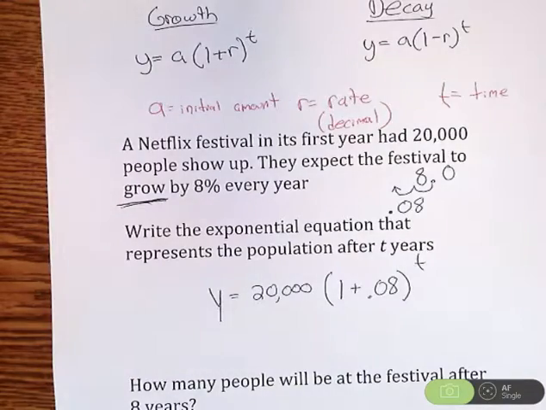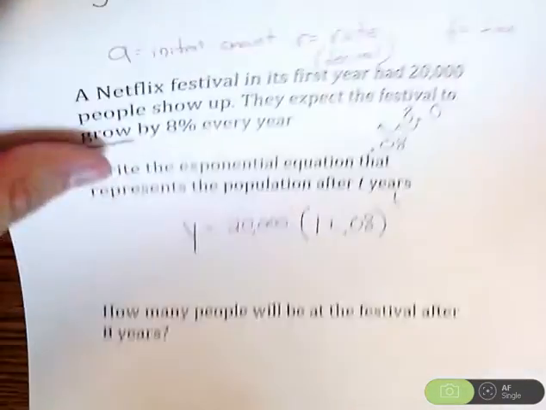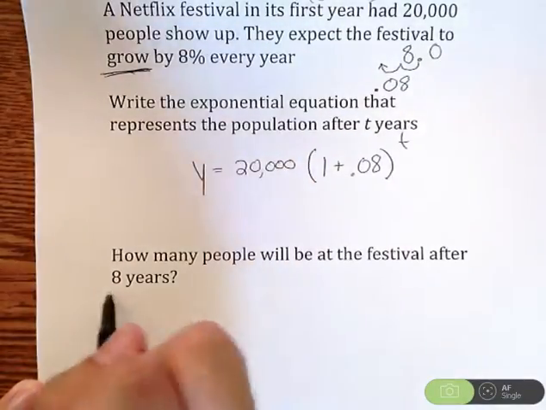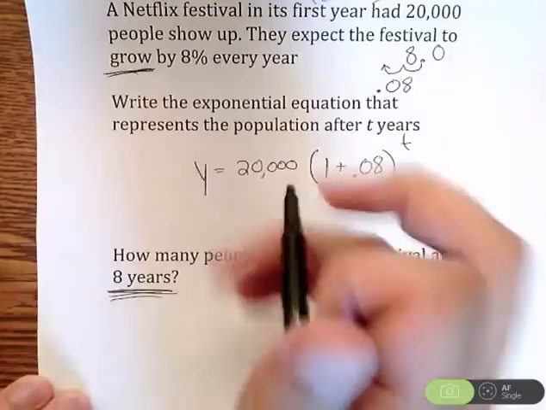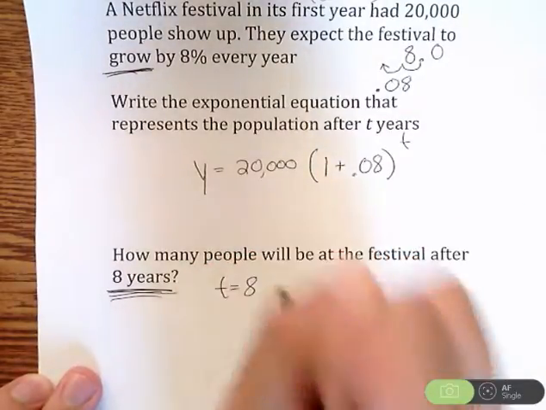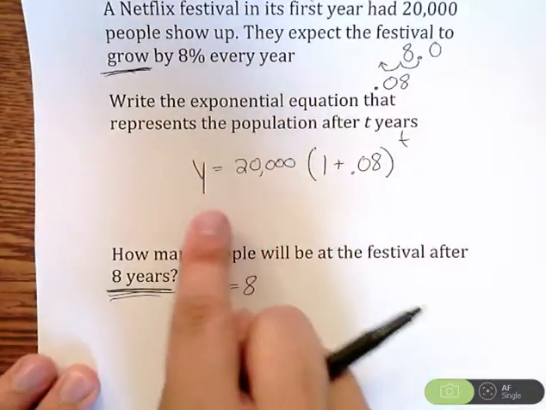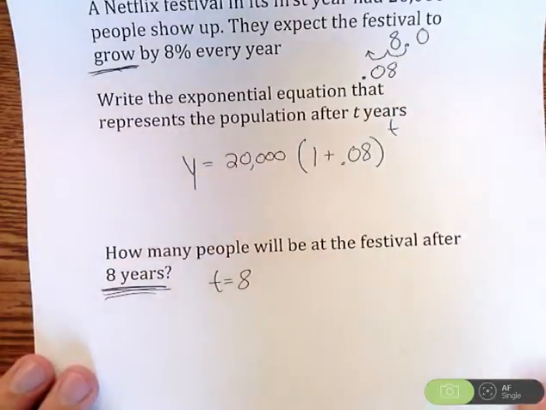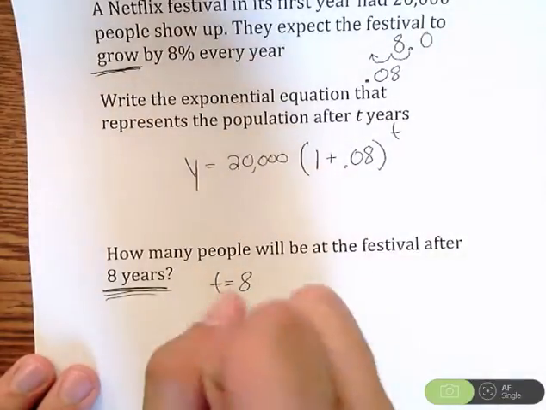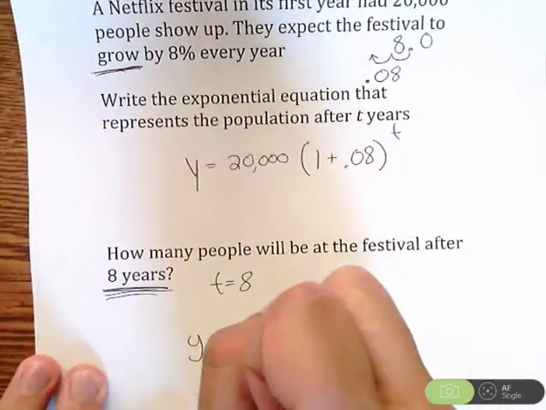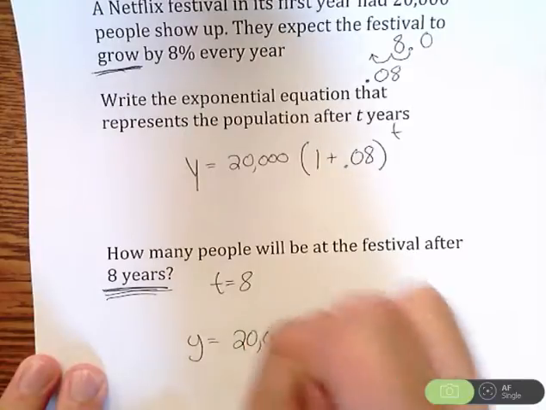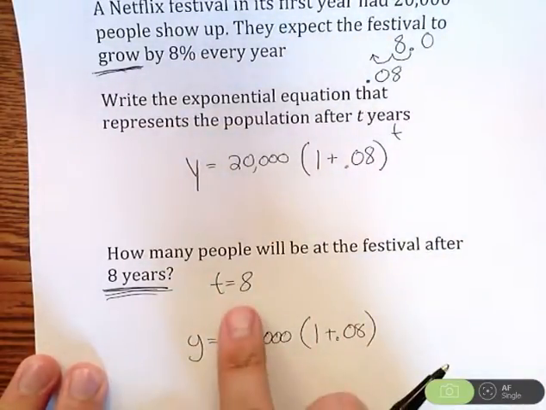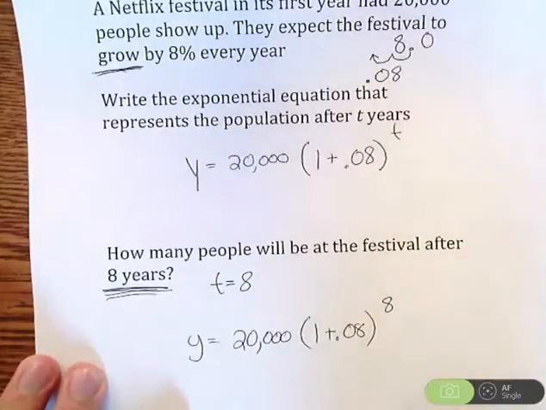Part 2, we need to know how many people will be at the festival after 8 years. So what they gave us here is a little bit more information. 8 years, that means they just told us t equals 8. So if I have an equation and they tell you t equals 8, what we're going to do is take this 8 and plug it in, and then we're probably going to let our calculator handle the rest of it for us. So we're going to have y equals, I'm just rewriting what I have above, 20,000 times 1 plus 0.08. But instead of putting t, I'm going to plug in 8 for t.